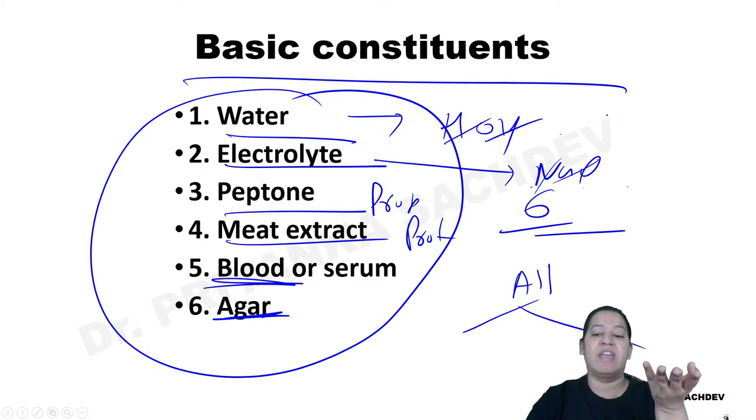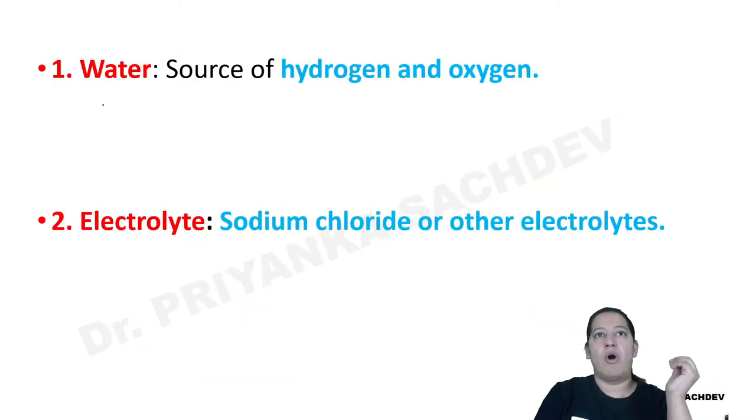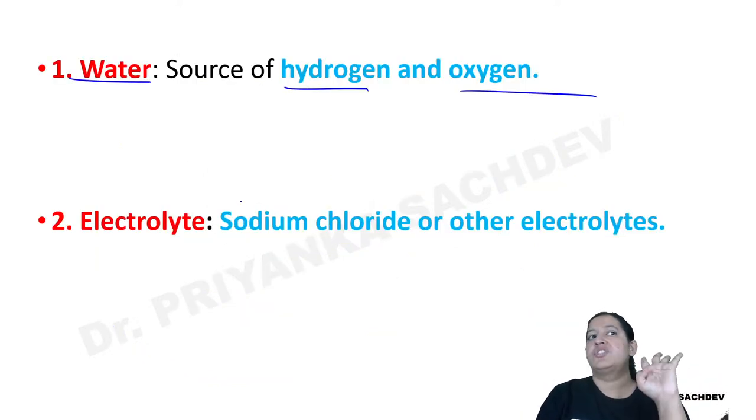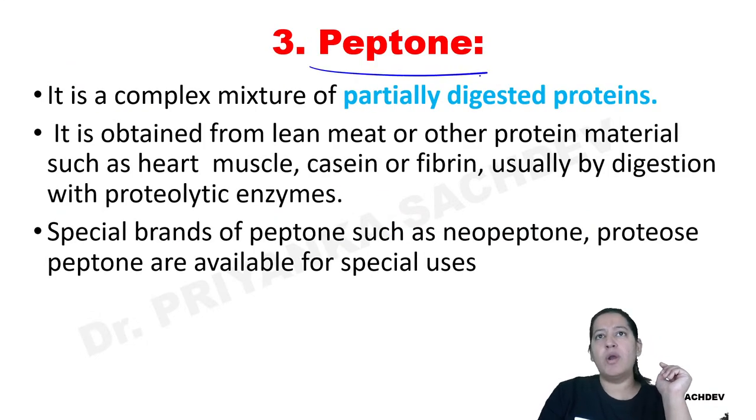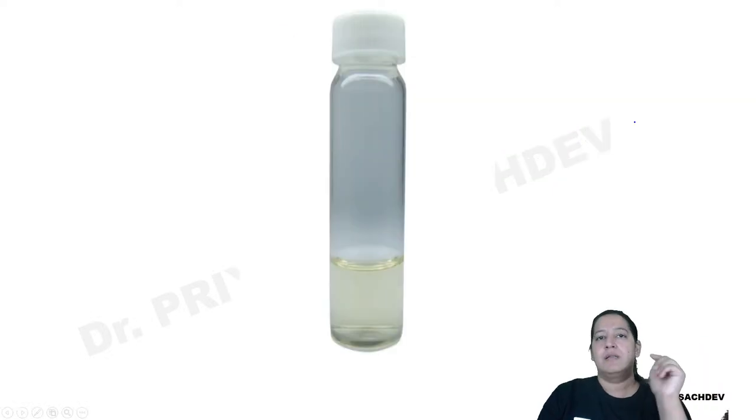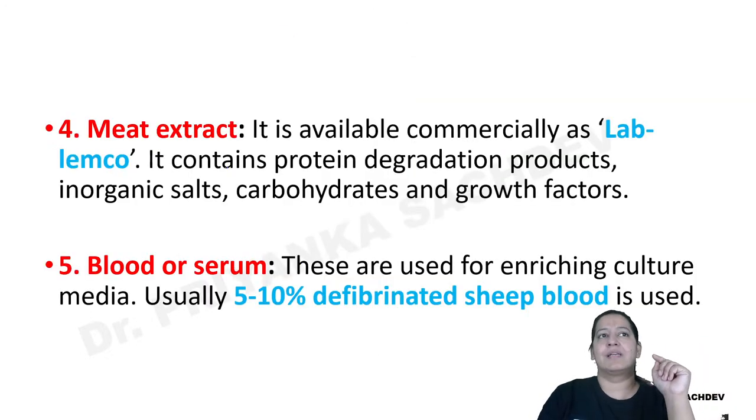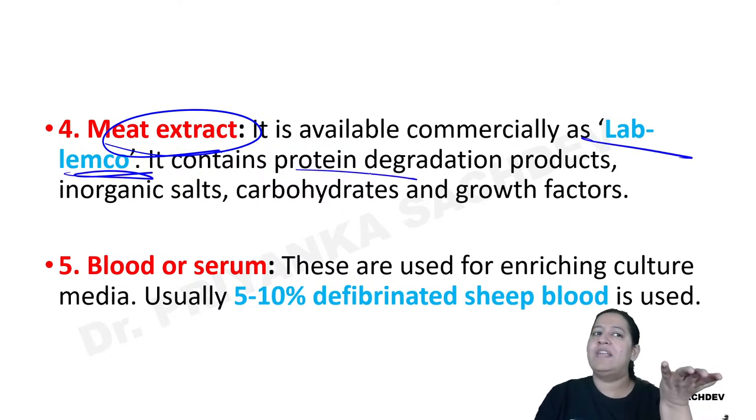Besides that, we give additional things according to the bacteria's need. So water is a source of hydrogen and oxygen. Electrolyte is sodium chloride, as I have told you. Peptone is partially degraded proteins. Meat extract is known as Lemco. It is also protein degradation.